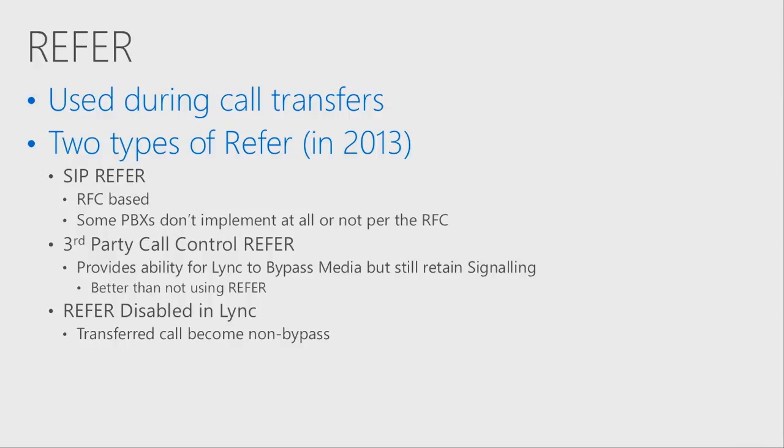If you've got a Cisco user calling a Lync user, that's then transferring to another Cisco user, the problem is you do that, and the call just kind of dies. So with 2013 and buried in a late CU of 2010, we brought in third-party call control REFER. This was us trying to get rid of the heaviest load of transferring a call, which is the media, but still retain the signaling. The media is what causes us pain with putting it through the mediation server.